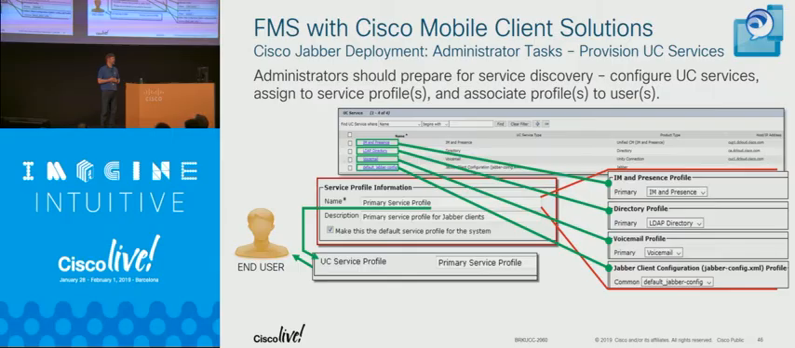Right? So that means that whenever that user and their Jabber client connect into the system, I'm going to pull this set of services, and that set of services is going to tell me where I need to connect in. Right?